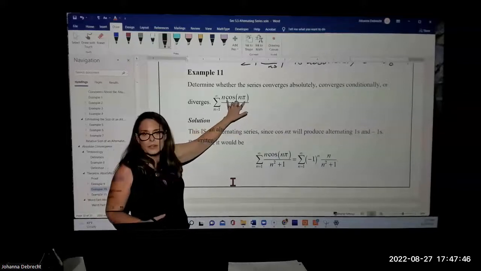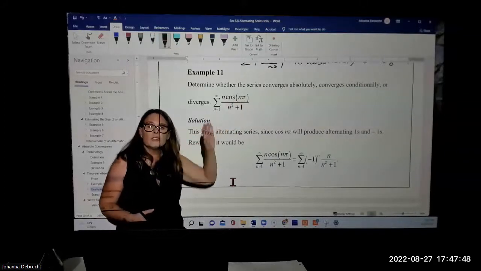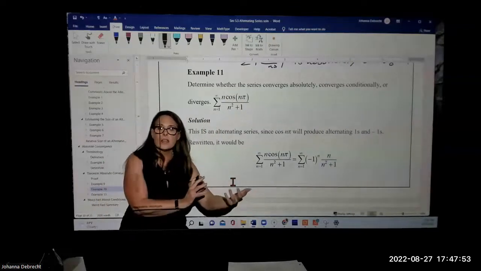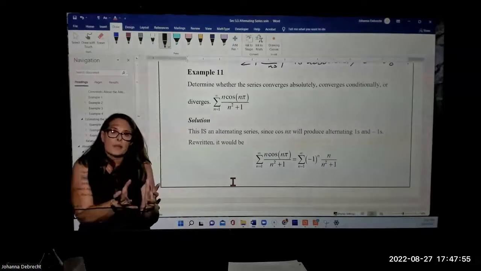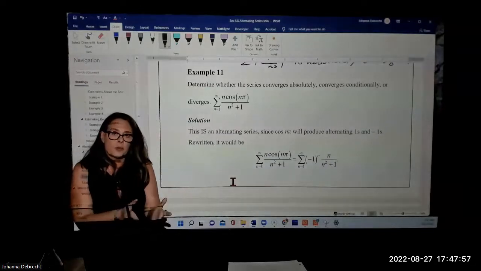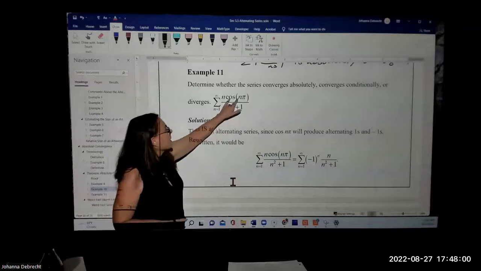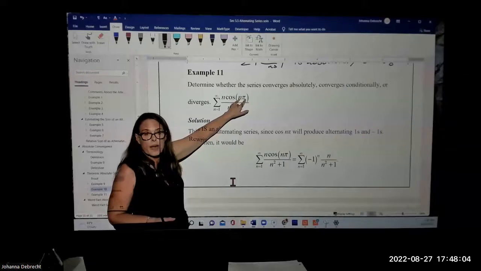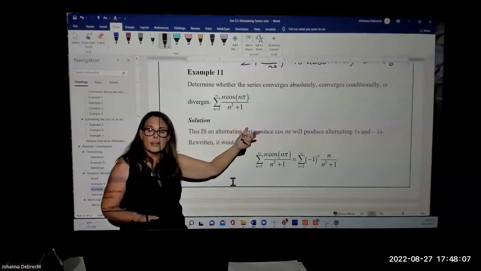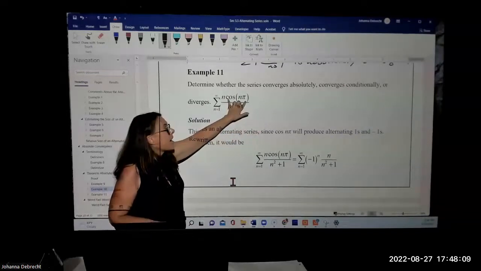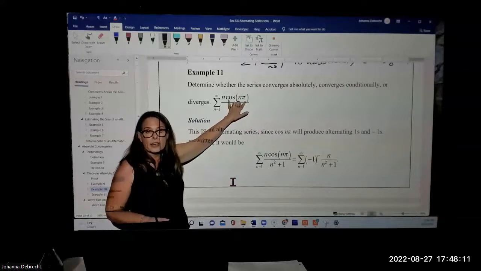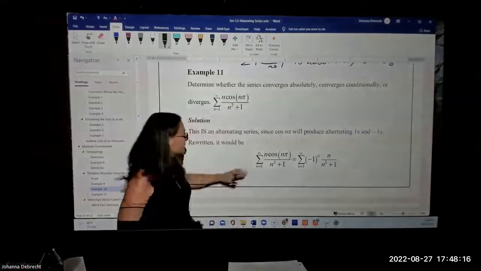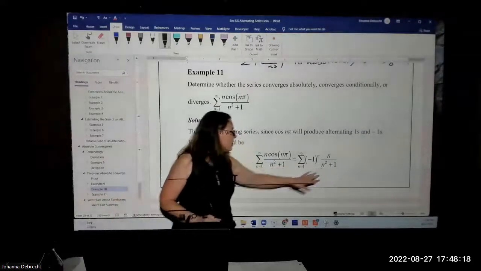Now, you should hone in on that trig function first to determine whether the trig function is causing alternating signs, or whether it's something you need to trap between -1 and 1 and use the comparison test. In this case, I know that the cosine of n pi, integer multiples of pi, are going to give me alternating 1s and -1s. So this is actually generating an alternating series. So I can rewrite this alternating series in the way that you see down here below.